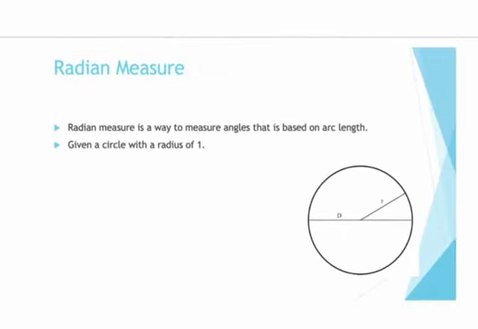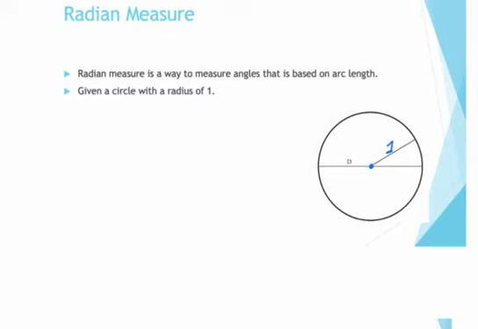So now we're going to consider radian measure. It's a way to measure angles that's based on arc length. Okay, so let's consider we have a circle and the radius is equal to 1. So I'm just going to come right in here. We'll say that this is the middle of the circle. So here's a radius. This would be a diameter of the circle. So normally this is 180 degrees. This would be 360 degrees.